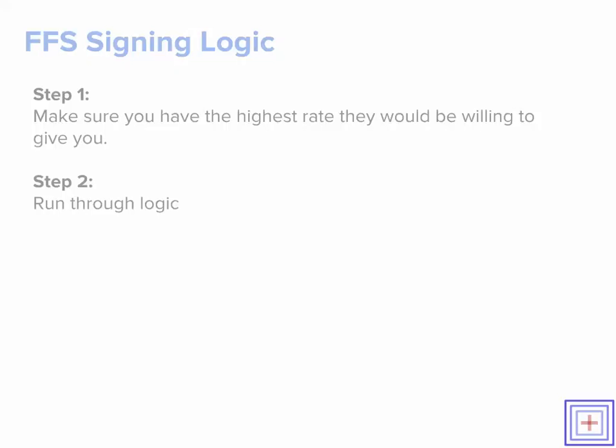So the first step, and this really goes for everyone, is just to make sure you have the highest rate a payer is willing to give you. It's difficult to know if that's in fact the highest rate they're willing to give you, but once you run them through your logic, it's essentially going to be a yes-no decision. So just making sure you have that highest rate up front will be helpful as you take them through the process. And then step 2 is to go through this logic.